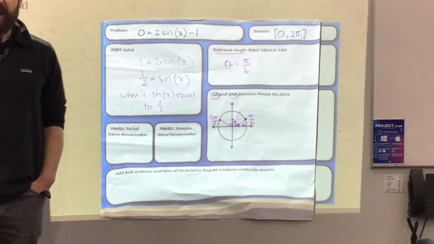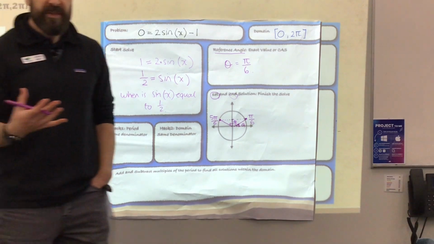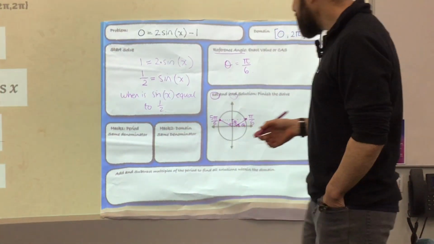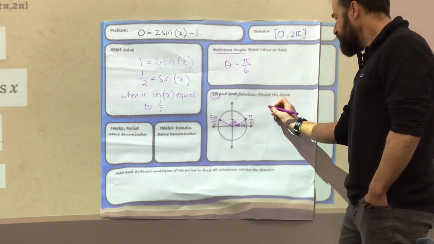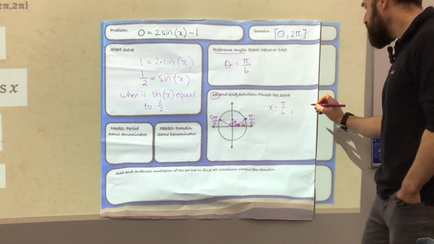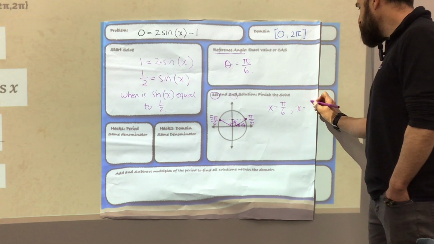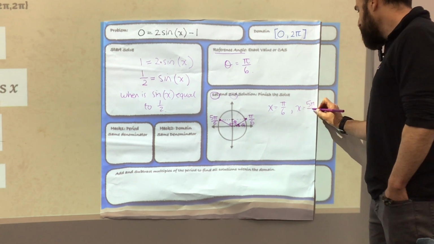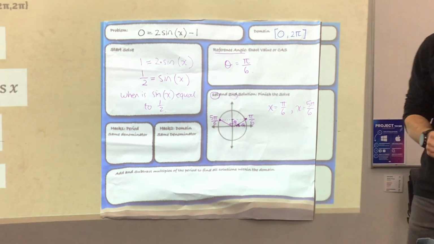Now in this case, I don't have to finish the solve. These are my 2 solutions. I don't have to do anything extra. So one option is x equals pi on 6. The other option is x equals 5 pi on 6. That's my first and second solution.